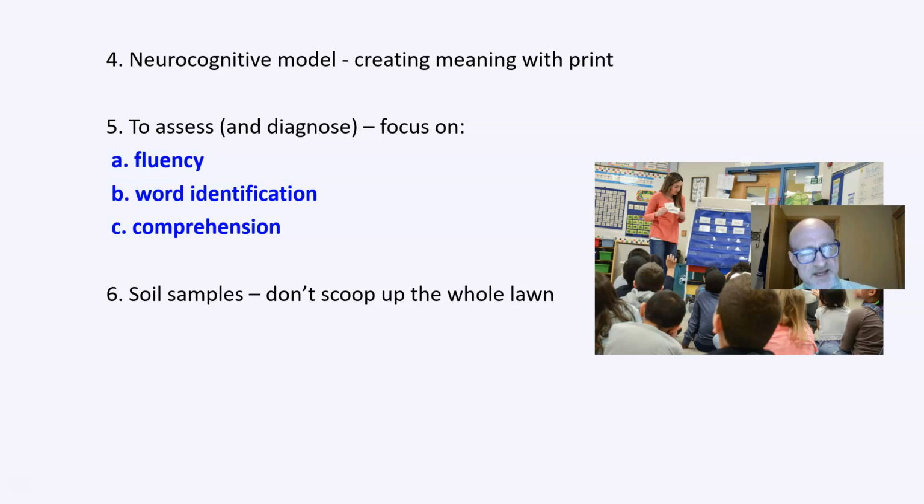Well, how do you assess word identification, saith you? Well, of course, a running record is the best way in an authentic reading context. When you assess, it's like soil samples. You don't scoop up the whole lawn to get a sense of what the soil is. You take little scoops here and there. The same with assessment. You take little bits here and there every week or 2 or 3 weeks, depending.